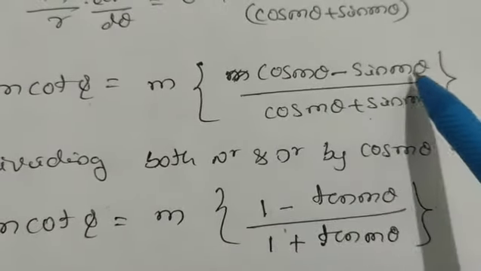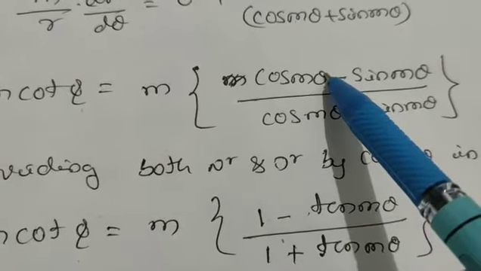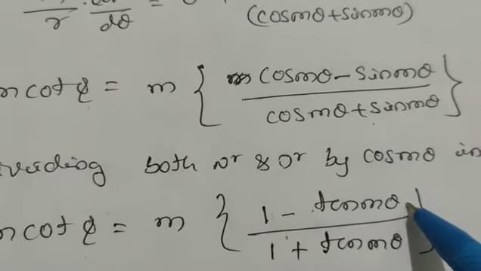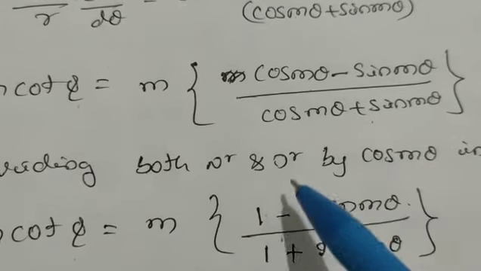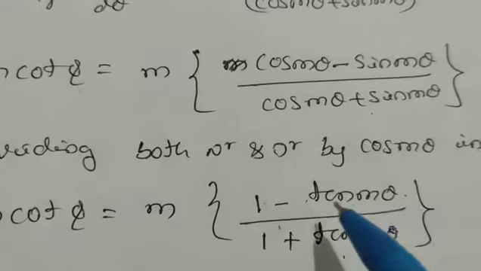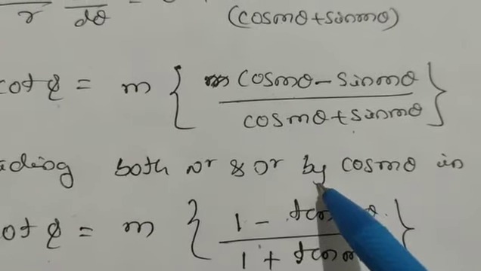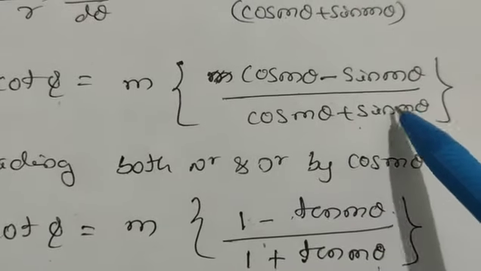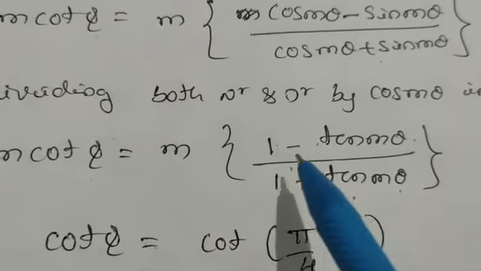Divide both numerator and denominator by cos m theta. What we have here: cos m theta divided by cos m theta gives 1. Then the second term, sin m theta divided by cos m theta, is tan m theta. In the denominator it is also the same: cos m theta by cos m theta is 1 and sin m theta by cos m theta is tan m theta. See what we have done: divided both numerator and denominator. Doing this will not make any difference, because we are dividing both numerator and denominator, so it will cancel only. It doesn't make any difference.